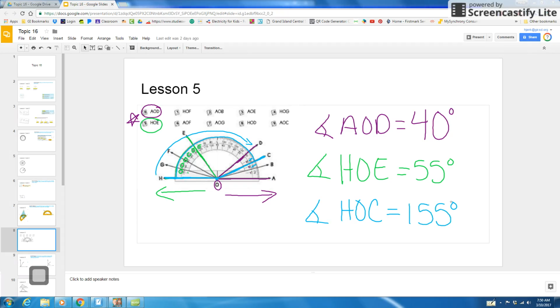So that's what we're going to be doing in class tomorrow, is really looking at how to measure these different angles using our protractors and making sure that we're using those protractors correctly.